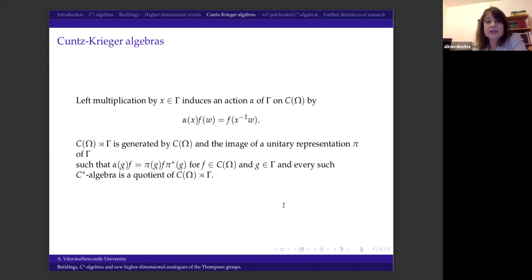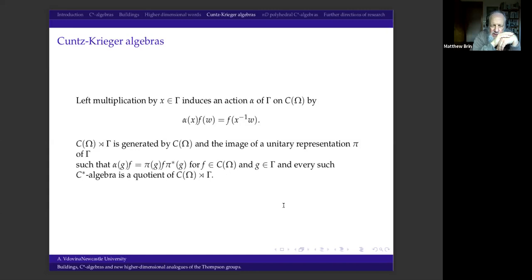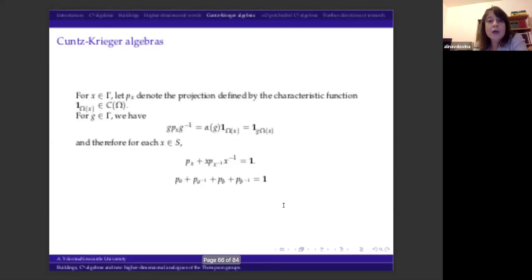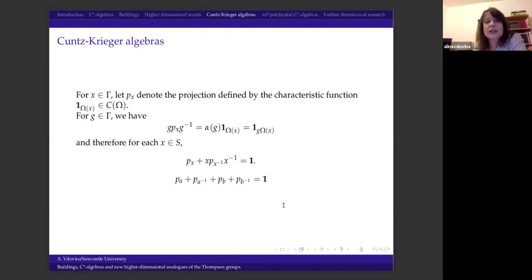Sorry? Your C of omega, continuous functions on omega, continuous functions to where, real or complex? Complex numbers, right? Yeah, complex, because we are interested in C*-algebras. Okay, we don't really need the details. I defined more details just to show how the generators and relations of these algebras look like.